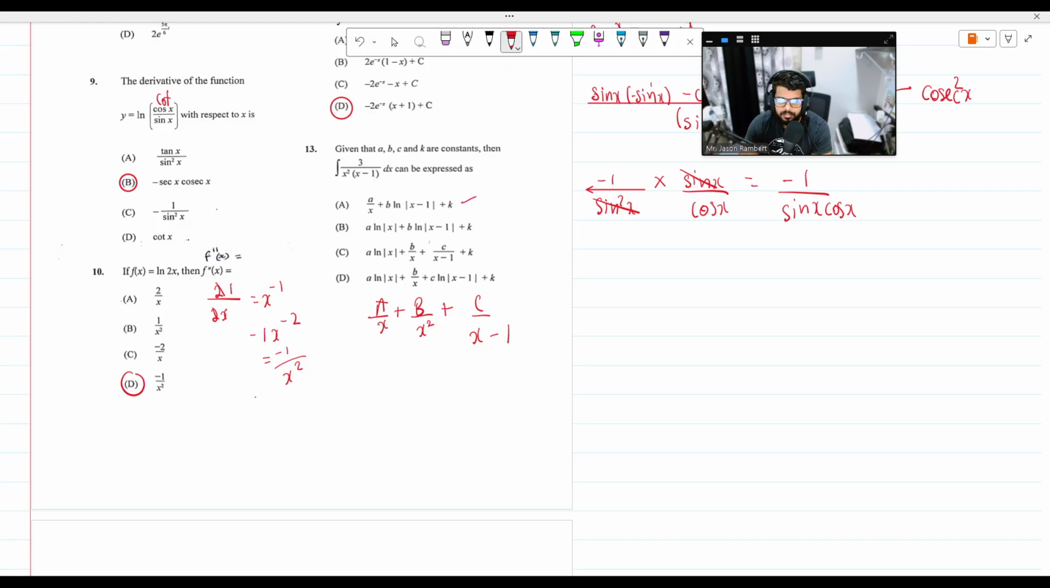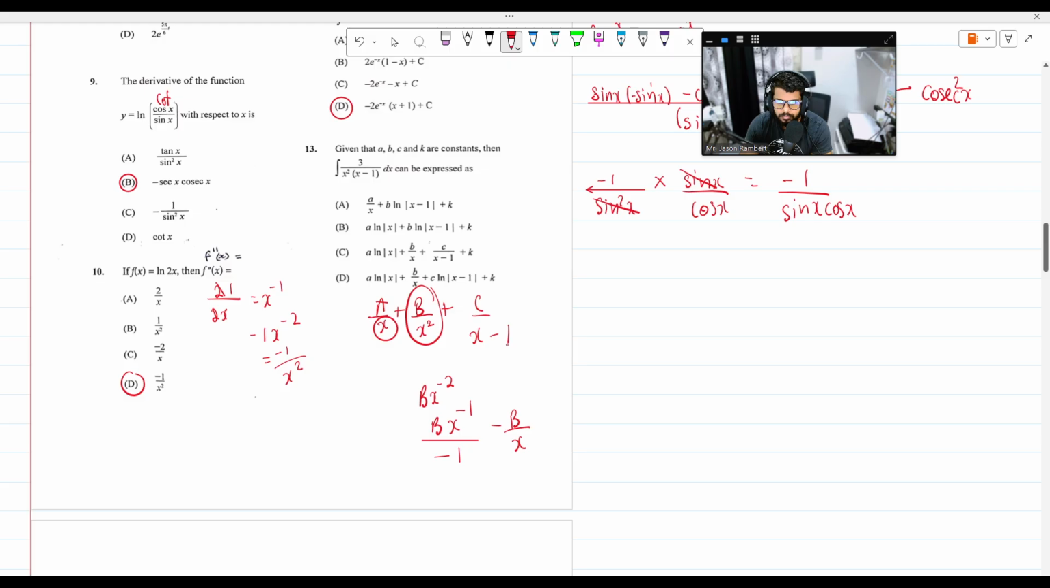So that gives me 3 functions, and when I integrate, I'm going to get a ln x. When I integrate b over x squared, that will be b x to the minus 2, which is minus, well, it will be b x to the minus 1 over minus 1, which is minus b over x. And I'm going to get c ln modulus of x minus 1.